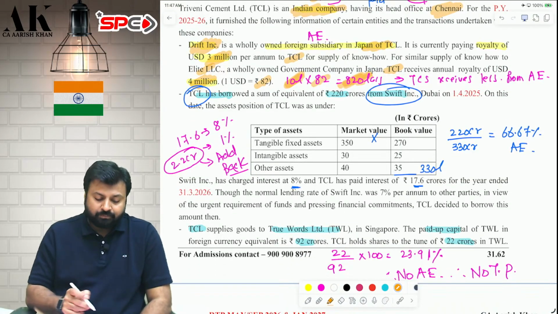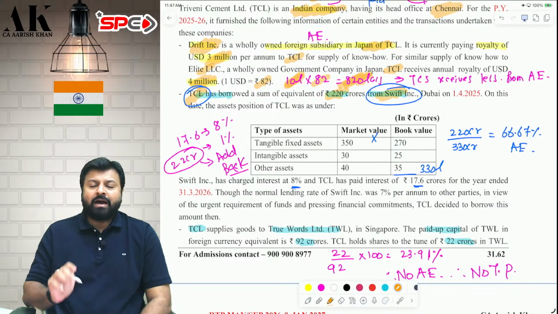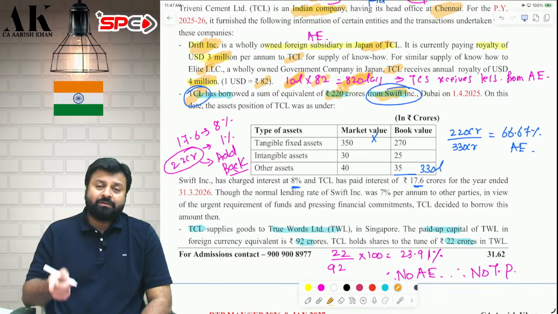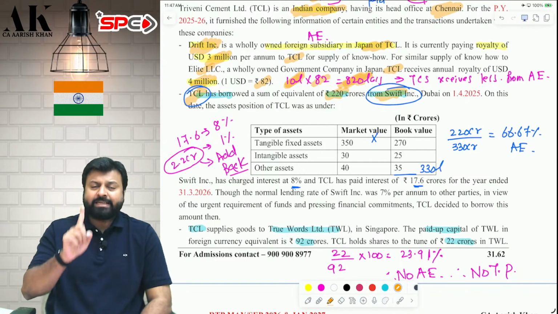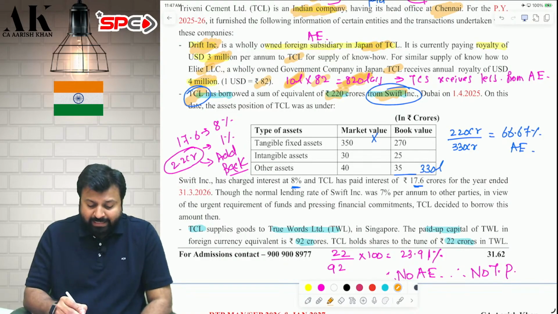Second issue, TCL has borrowed 220 crore from Swift Inc. So whether TCL and Swift are deemed to be associate enterprise? If yes, whether transfer pricing adjustment will be made? Yes, TCL and Swift are deemed to be associated. Why? See, TCL has taken how much loan?